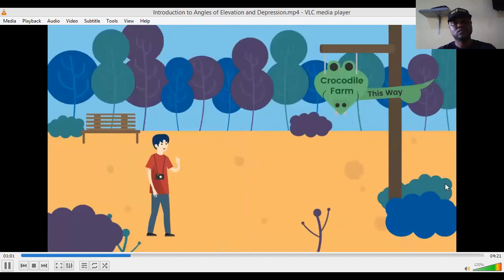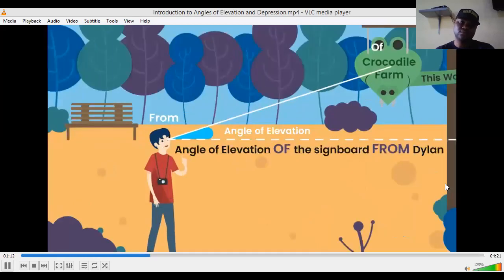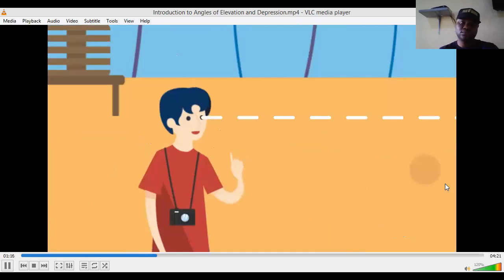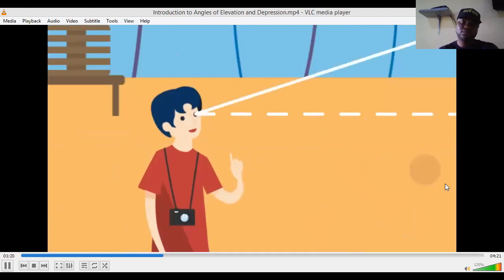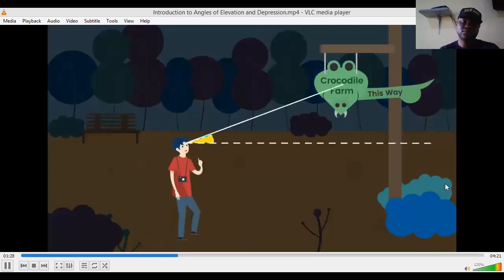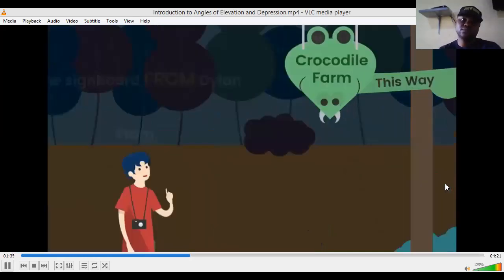Next, Dylan now needs to locate the crocodile farm. He sees a signboard and he tilts his head. Again, there is an angle of elevation of the signboard from Dylan's eyes. Remember, Dylan was looking straight like this just now. Then he looked up at the signboard. There is an angle here. This is the angle of elevation. Dylan cannot see the words clearly. He walks nearer to the signboard. The angle of elevation of the signboard from Dylan increases as he walks nearer to the signboard. There it is. The crocodile farm is over there. He walks to the crocodile farm.